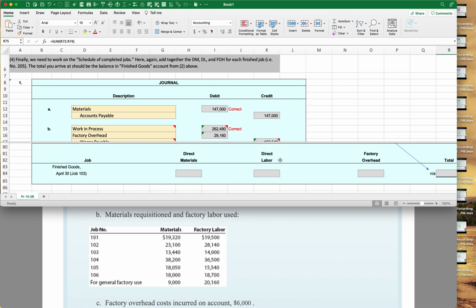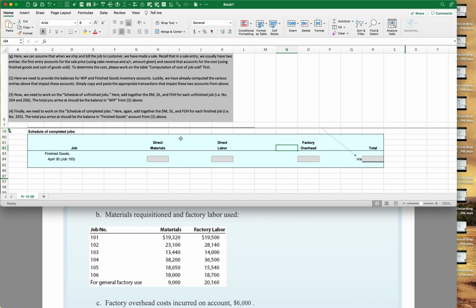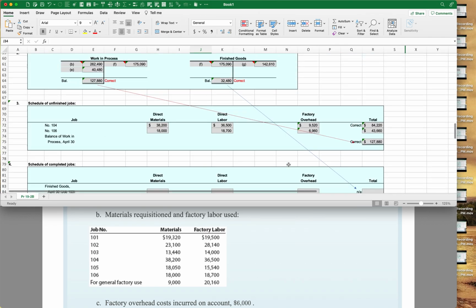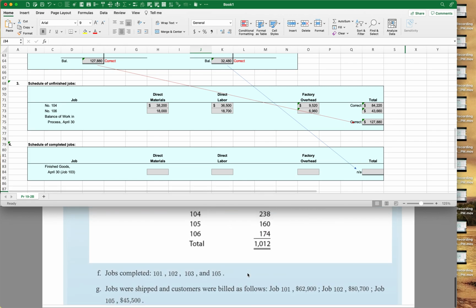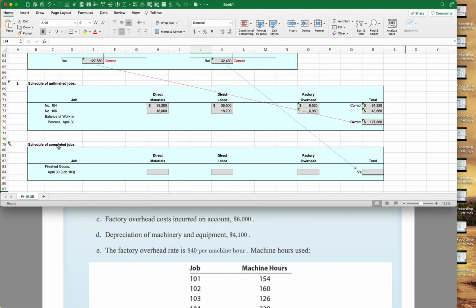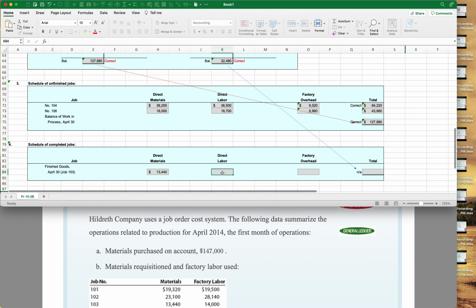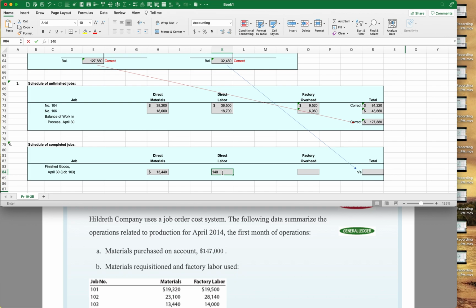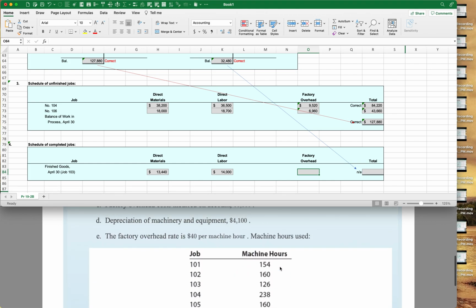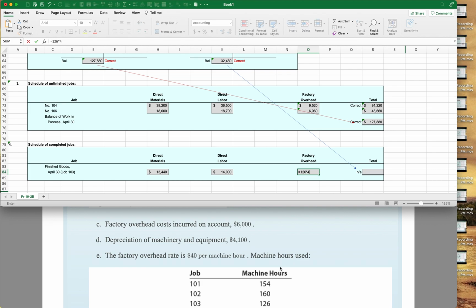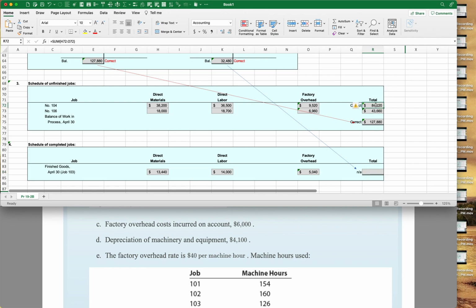All right, let's see if there's something else that's needed here. The split's messing me up, so I'm going to get rid of it. And let's take a look at part 4. Part 4, they want us to determine the schedule of completed jobs, what happened with the particular job, in fact 103 specifically. So we know job 103's direct material that was given to us is 13,440. Direct labor was 14 even. And factory overhead will be at 40 bucks an hour for job 103, 126 times 40. And again, I'm just going to copy and paste this formula because it's the same thing. Addition of all three of those items, 32,480.